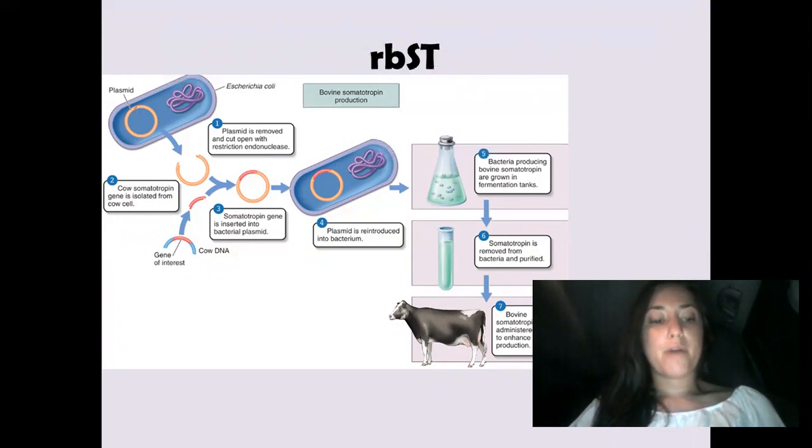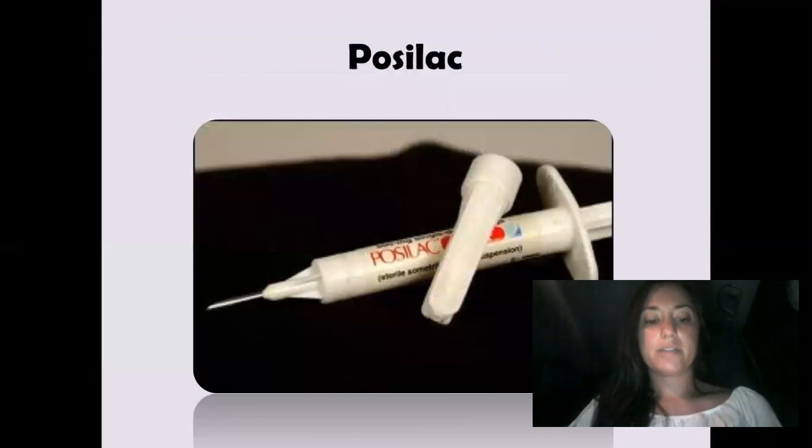Both of these forms work by increasing another hormone, which is IGF-1, or insulin-like growth factor. The only difference between rbST and BST is actually one amino acid, so they are basically biologically similar. rbST was approved in 1994 by the FDA, and this is the only company that markets this product.